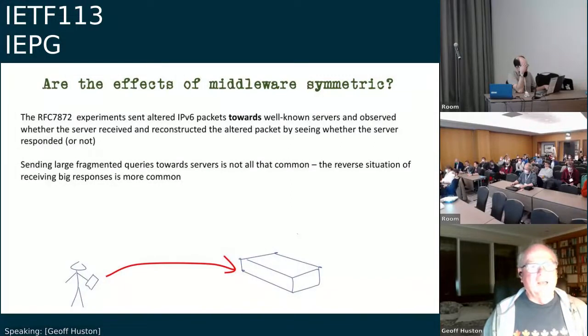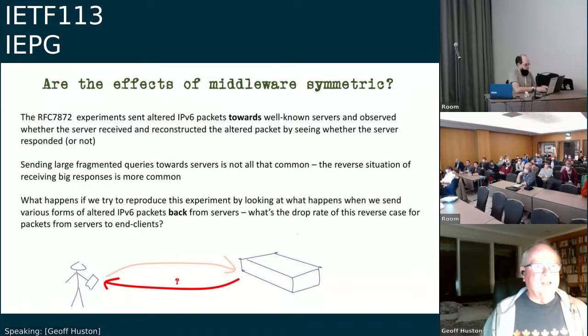So the issue about 7872 is that it's not where the traffic goes. It's the other way. When you send packets to servers, you tend to send short request packets and the servers send you large answer packets. And so it's not the user to the server that really matters. What really matters is actually the back path, or the other path, from the server to the user.